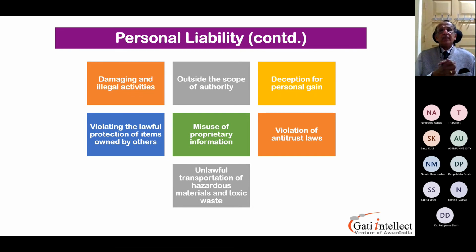So misuse of proprietary information, violation of antitrust laws, then unlawful transportation of hazardous materials and toxic waste. This comes in the transportation part. You are not allowed to do any of these things because there are norms which are laid down. You have to abide by that. So these are issues wherein you have a personal liability. You cannot deviate from that. You have to abide by the rules and regulations of the country, of the environment where you're operating.